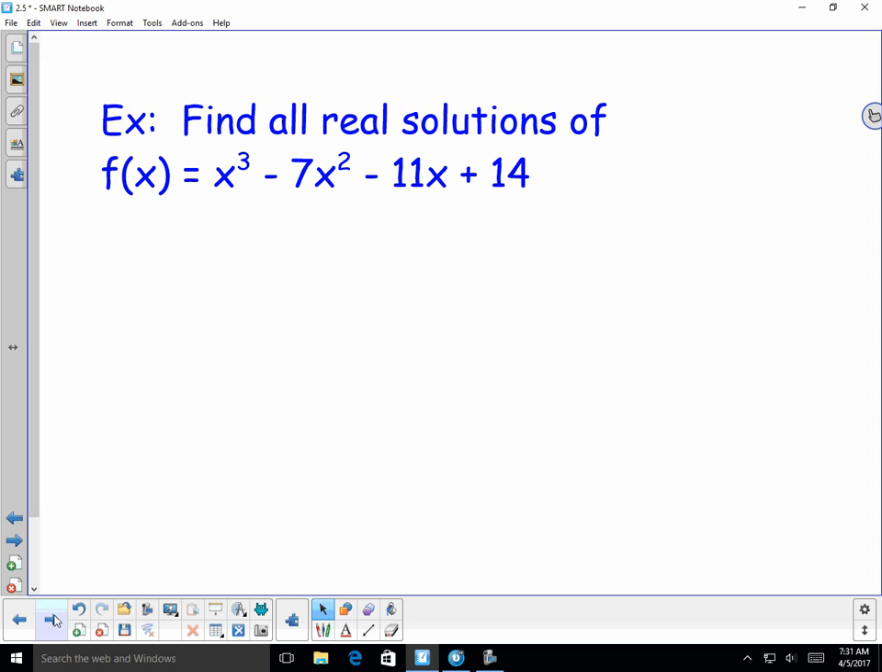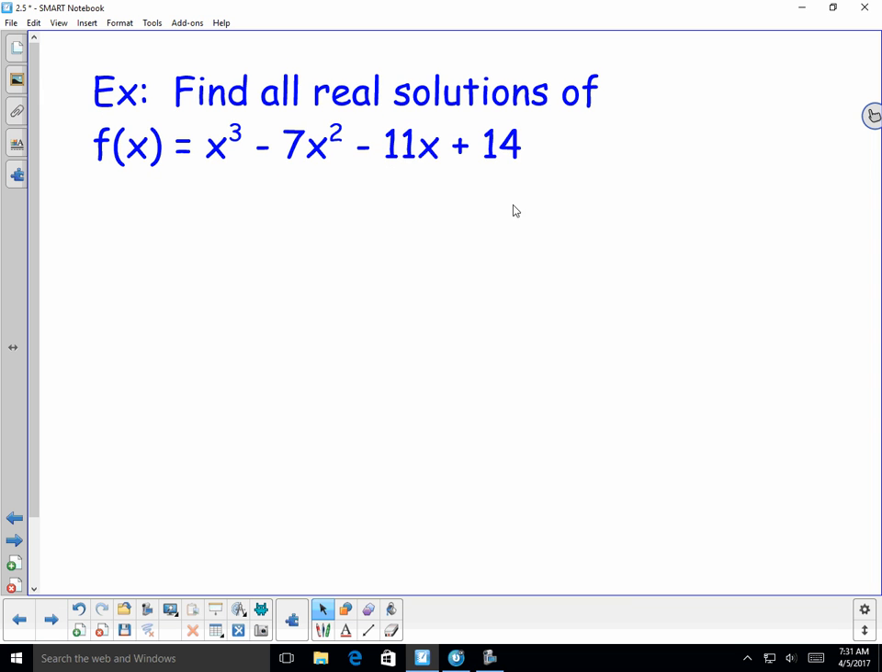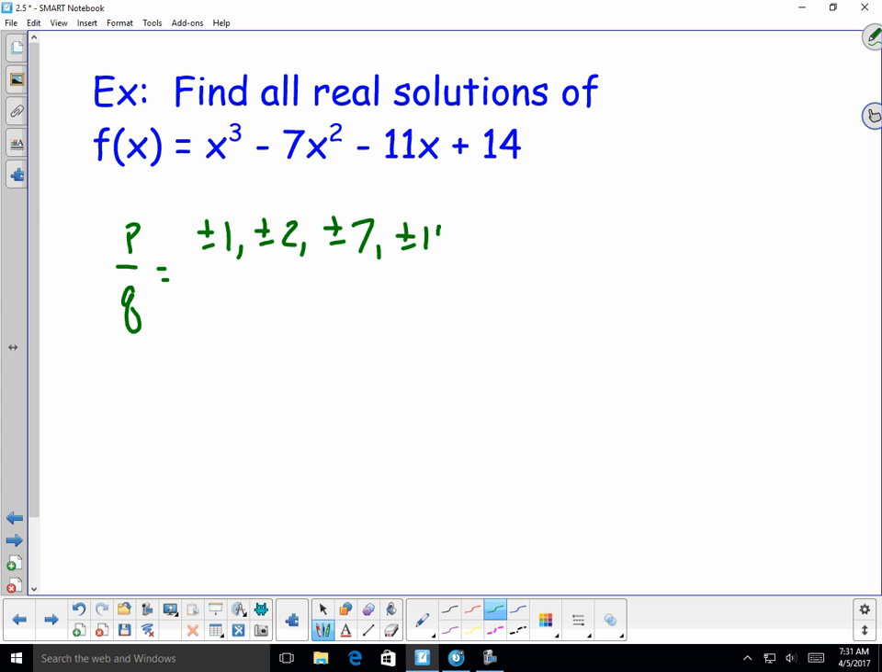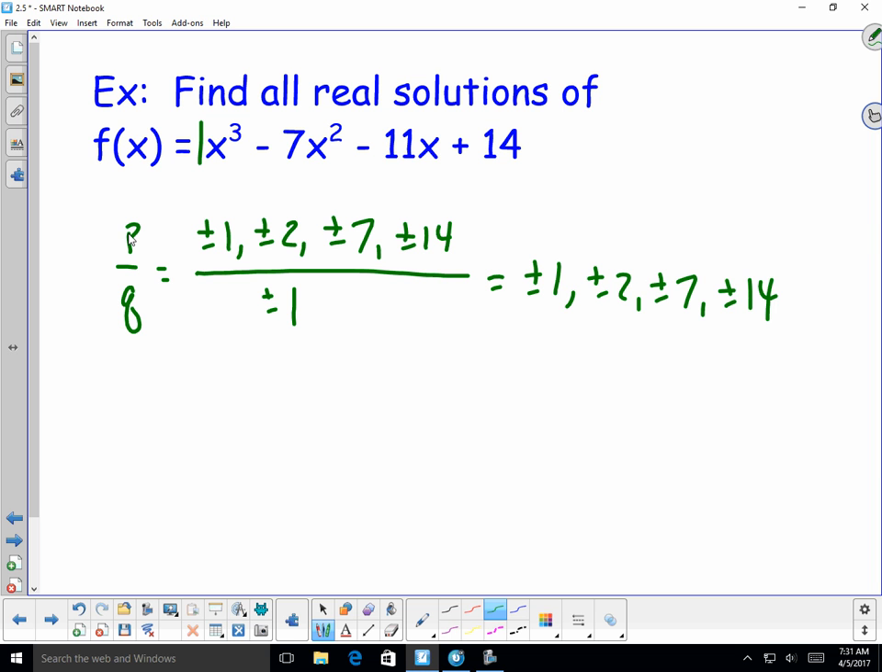This one says find all real solutions of this polynomial function. So again, we would start off by listing our P over Q values. The P over Q values would be plus or minus, let's see, we need our factors of 14, so plus or minus 1, plus or minus 2, plus or minus 7, plus or minus 14, over our factors of our leading coefficient, which is 1, so that's just over plus or minus 1. So my possible rational zeros would just be 1, 2, 7, and 14, and the negatives of those.